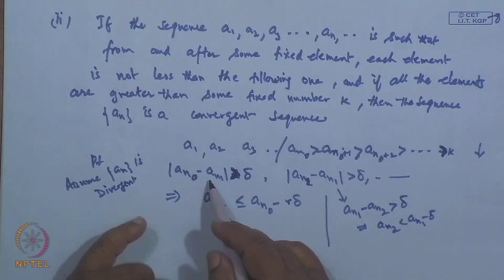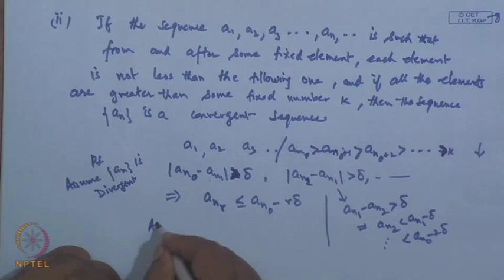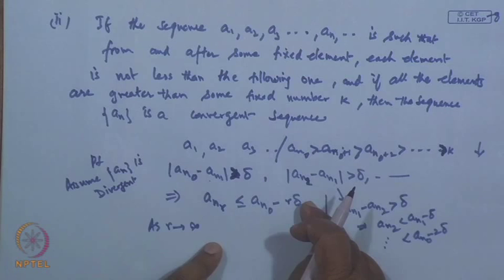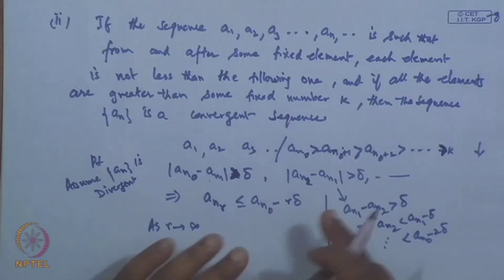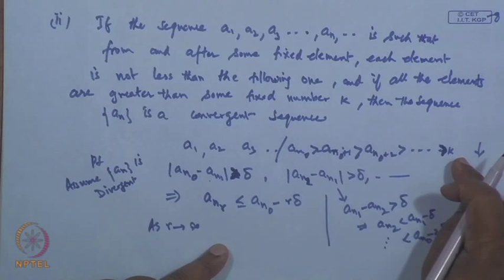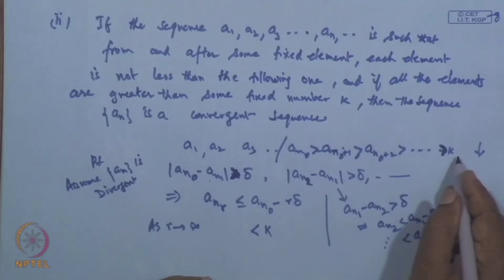Similarly, if I substitute a_{n0} here, this will come a_{n0} minus 2 delta, and continuing this, we get this term. Now, as r tends to infinity, this number r delta will be very, very large. When r is sufficiently large, this number is very large. a_{n0} is a fixed rational number. So when you subtract a very large number from a_{n0}, the quantity cannot be greater than k. It will always be less than k for large enough r. So this contradicts the assumption that all the terms of the sequence are greater than k, which is not satisfied.